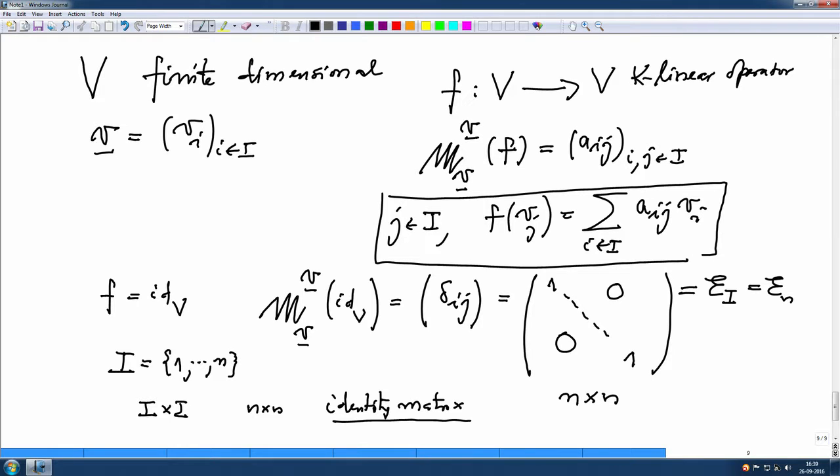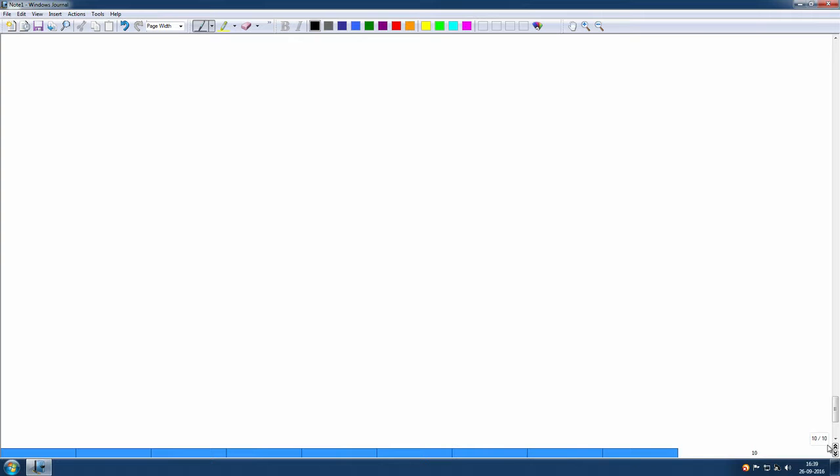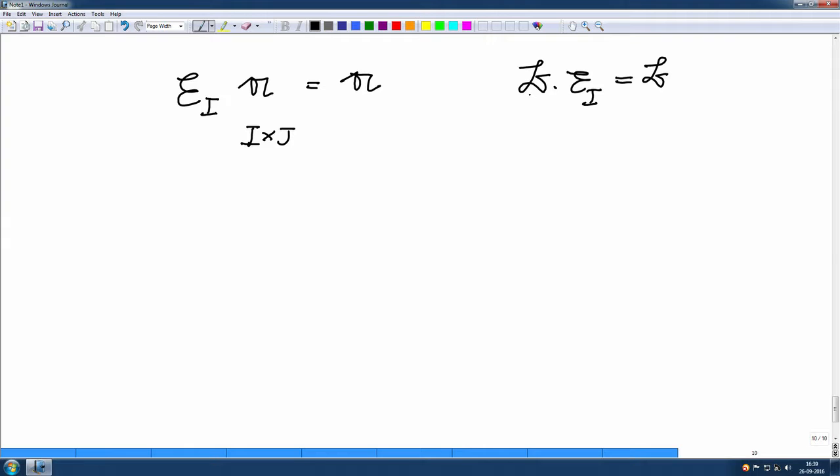And it is clear from the rules we just saw that if I have E_I times an arbitrary matrix A, then it is A, where A is an I cross J matrix. Similarly, any matrix B times the identity matrix E_I is the same as B. This B now has to be a J cross I matrix. So, these are simple.